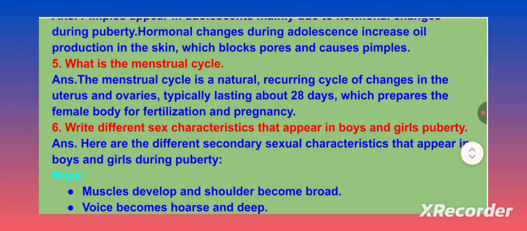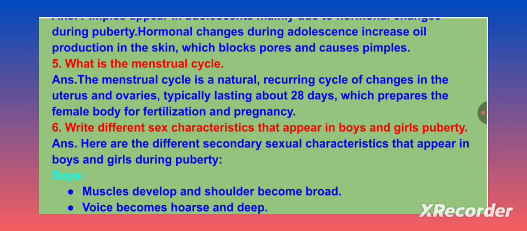What is menstrual cycle? The menstrual cycle is a natural recurring cycle of changes in the uterus and ovaries, typically lasting about 28 days, which prepares the female body for fertilization and pregnancy.